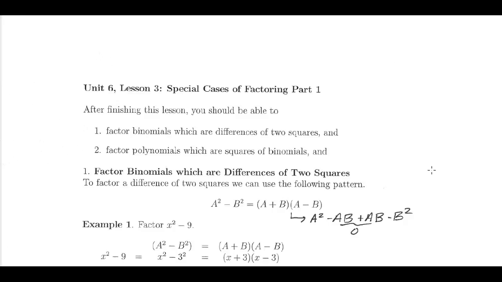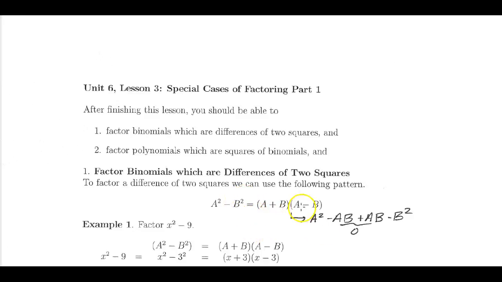So to factor a difference of two squares, we can use the following pattern. If we have something of the sort a squared minus b squared, we can factor that into a plus b times a minus b, where a is the square root of this a squared term, and b is the square root of this b squared term.